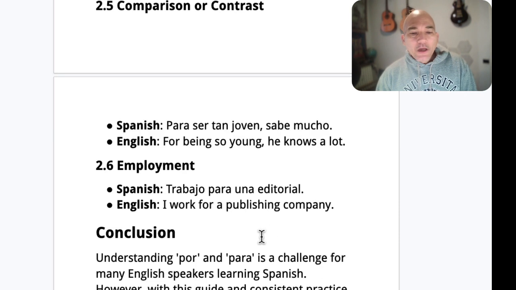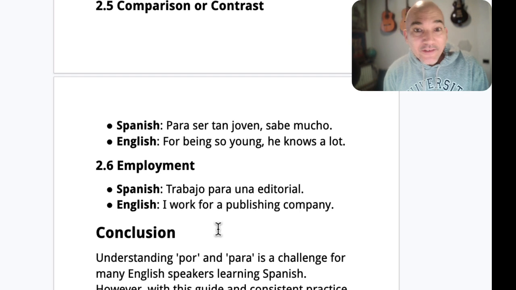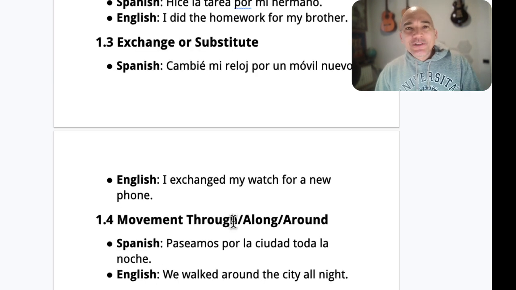Also, when you're talking about employment, who do you work for? Then you use para. For example, trabajo para una editorial. I work for a publishing company. Trabajo para una sociedad muy importante. Or you can say, for example, trabajo para nada. So I work for nothing because the money that I make is not enough for a living. So these are some tips.